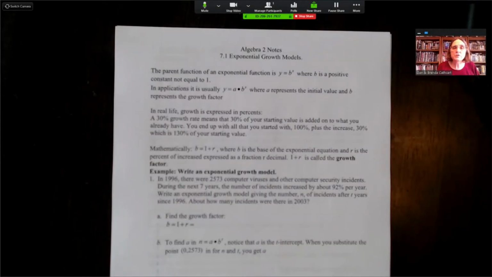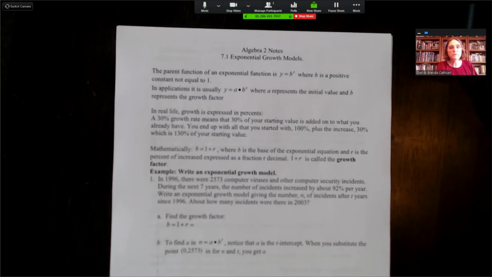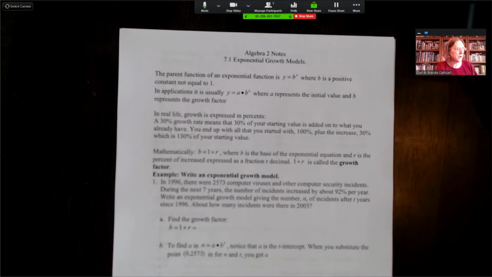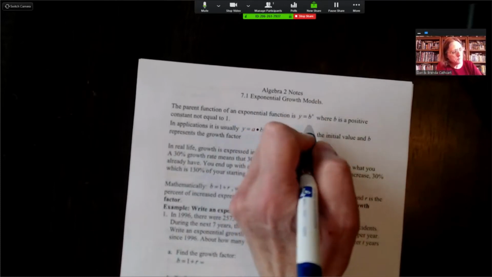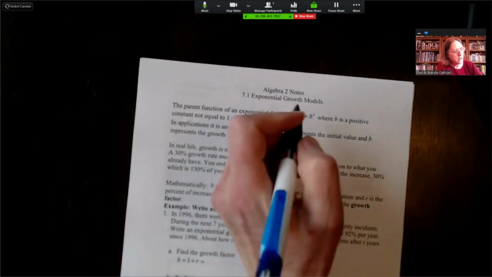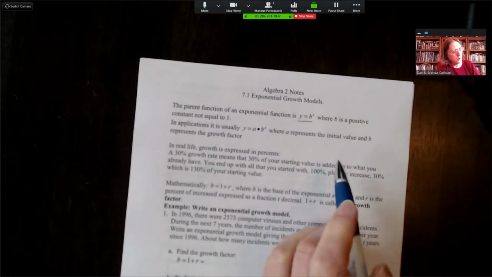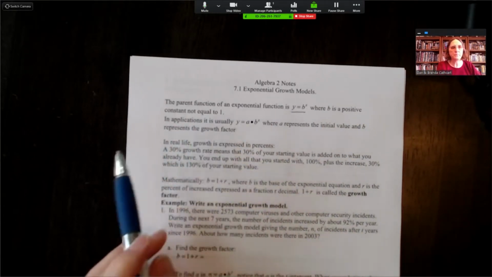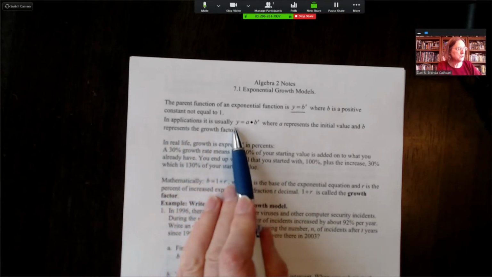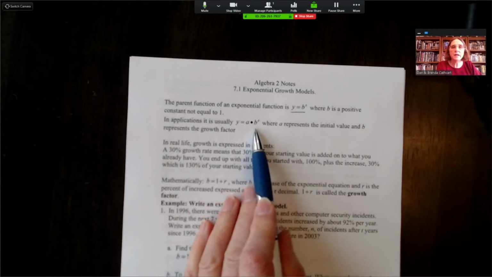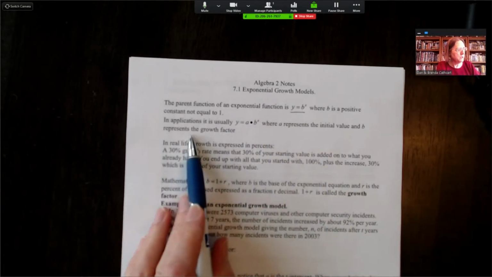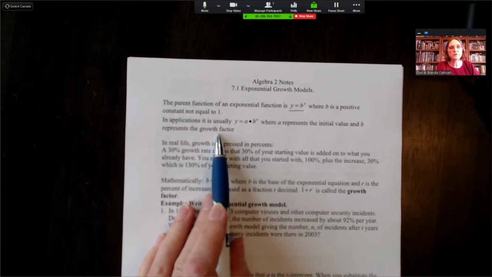Hello, this is an Algebra 2 class, and we're looking at exponential growth models. We've already looked at the basic formula or the parent function for an exponential function as being y equals b to the x, where b is a positive constant that is not equal to 1. In applications, it's usually written as y equals a times b to the x, where a represents the initial value and b represents the growth factor.